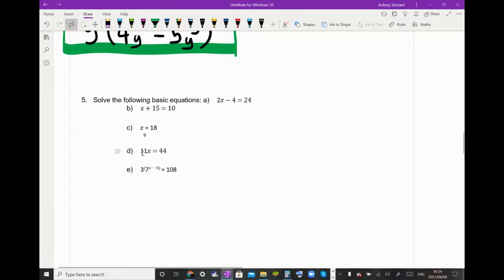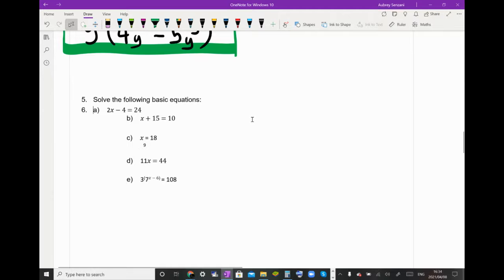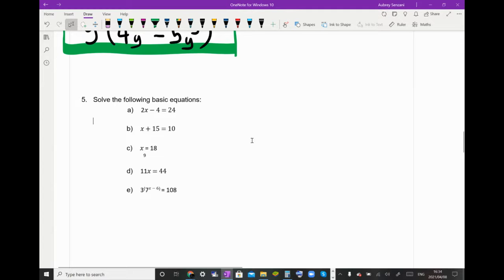There we go. Right, so here they want us to basically solve the following, and they're pretty straightforward. So here we have these things aligned. Let's change that to yellow.